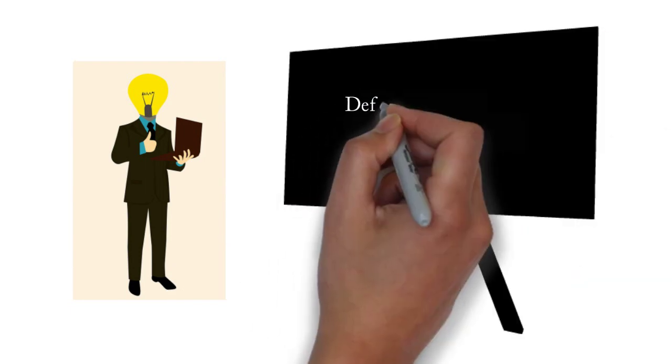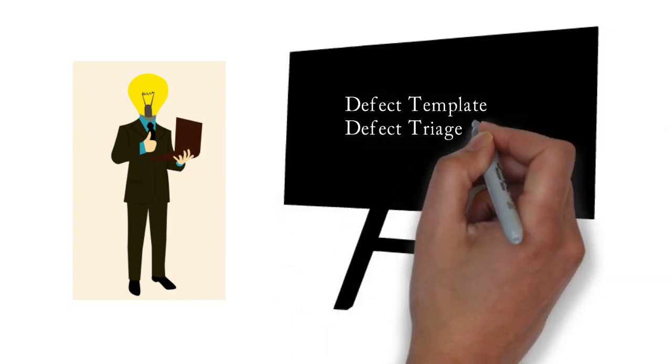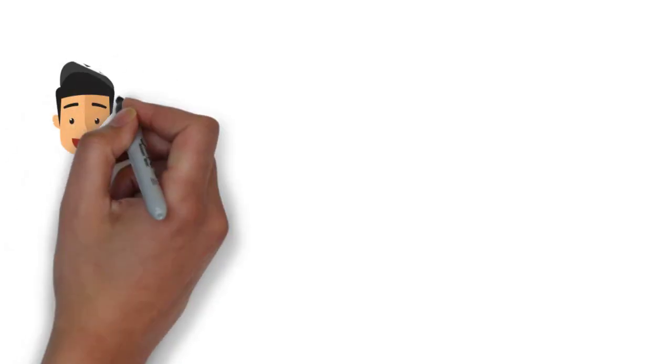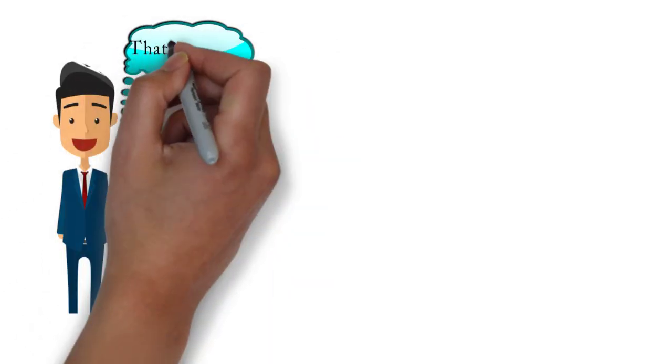To summarize, we have discussed the defect template. We have seen a defect with an example. We have discussed the different components of a defect. Then we have seen the defect triage process, which includes different activities. Hope this helps everyone a lot to understand the defect template and the defect triage process.